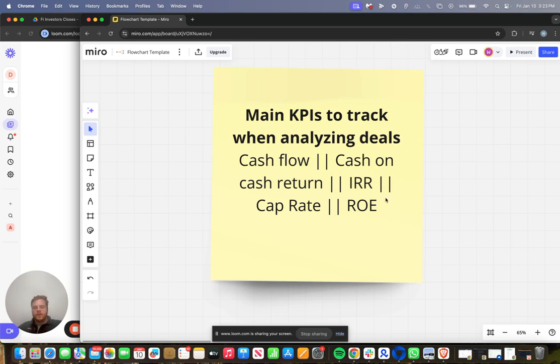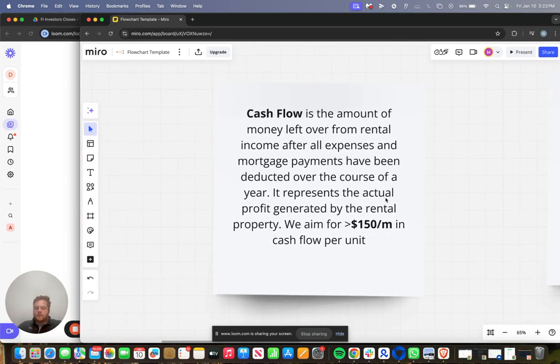So, starting off with cash flow. Cash flow, very simply, is the amount of money you have left over once all your expenses are paid after your income comes in. What you want to shoot for depends on your strategy, but a good cash flow number for a long-term rental is $100 to $200 per unit. $200 per unit is hard to do, but it is totally possible, and $100 per unit is really the least. We say $150 per month per unit is the sweet spot.